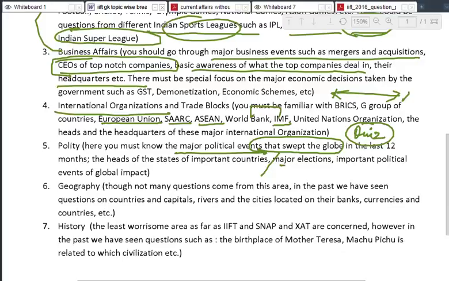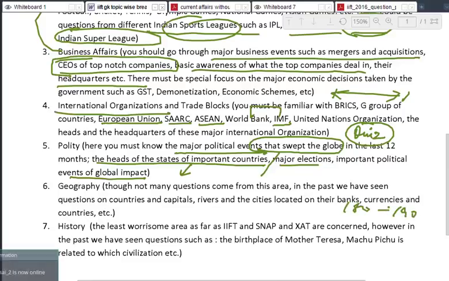Major elections, important political events of global impact, the heads of states of important countries. When I say important countries, I would not ask you the head of the state of Uganda and Somalia. There are 180, 190 countries. How many of them can you remember? But I will definitely ask you who is the head of, let's say, Great Britain or Russia or Japan. Correct. Something which is concerned with the economy.